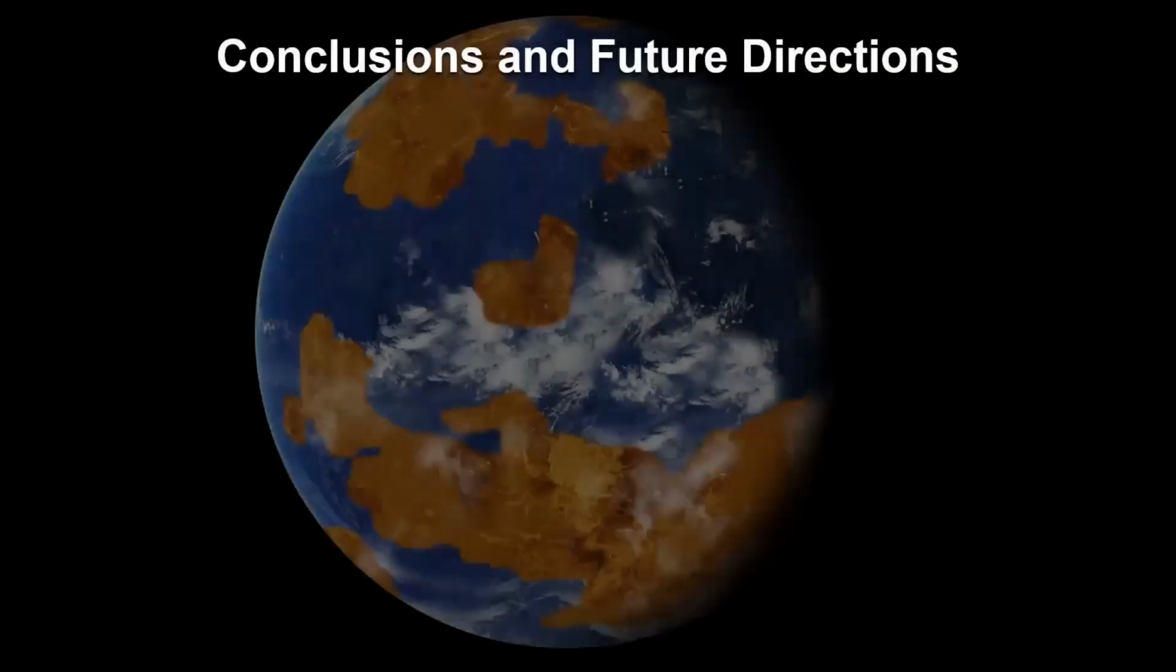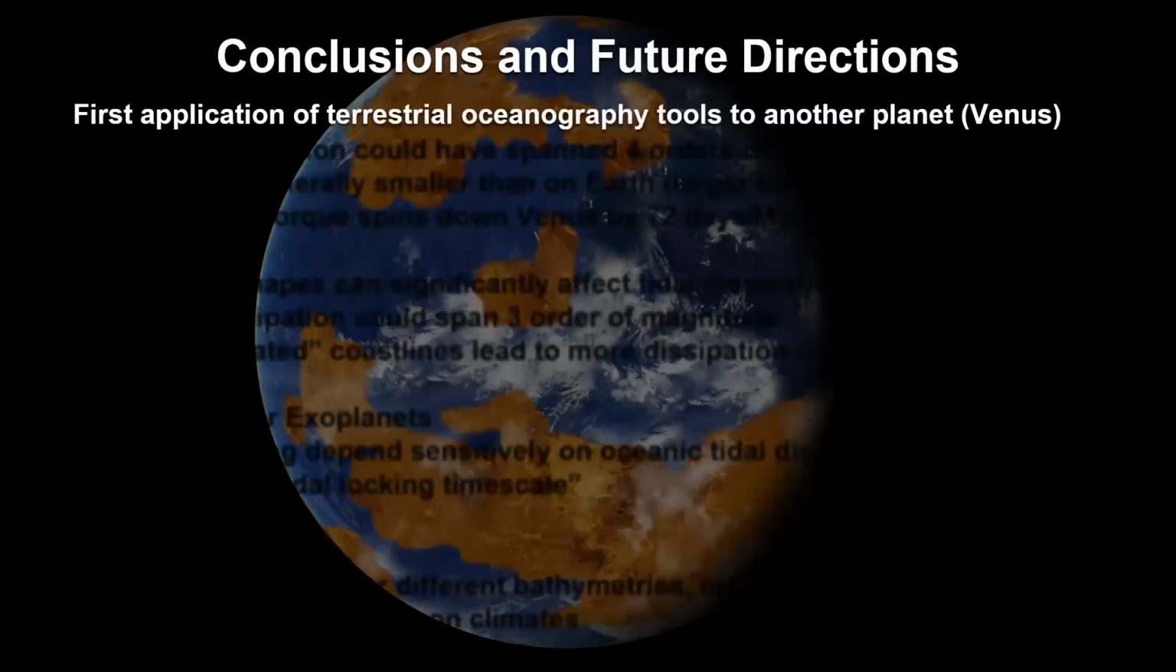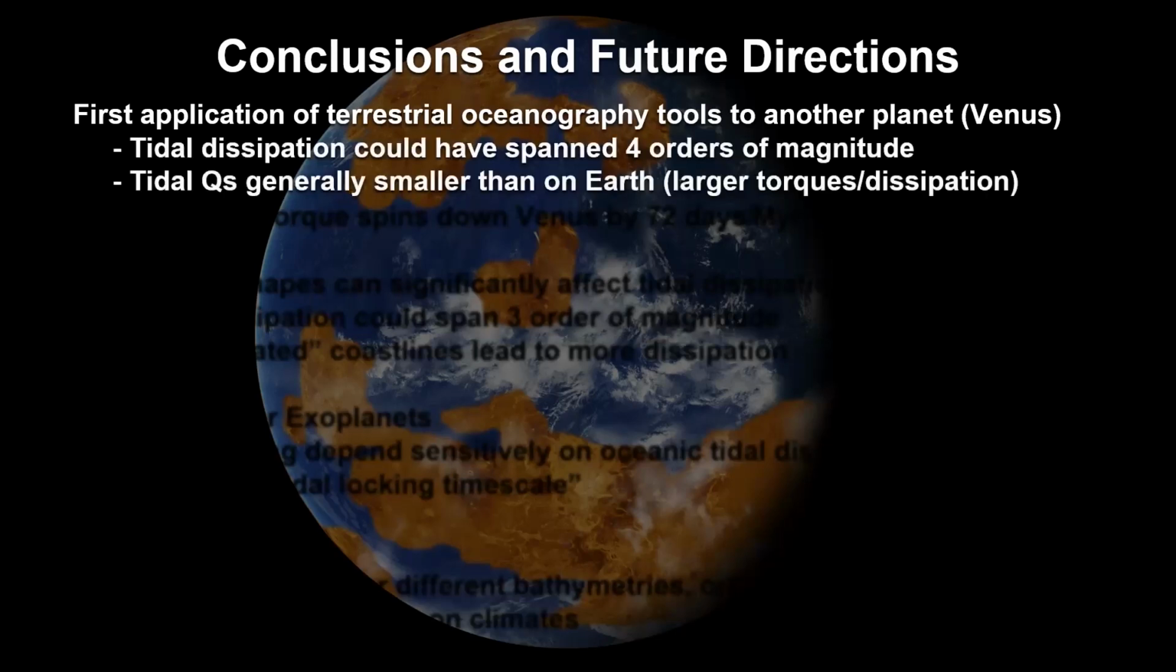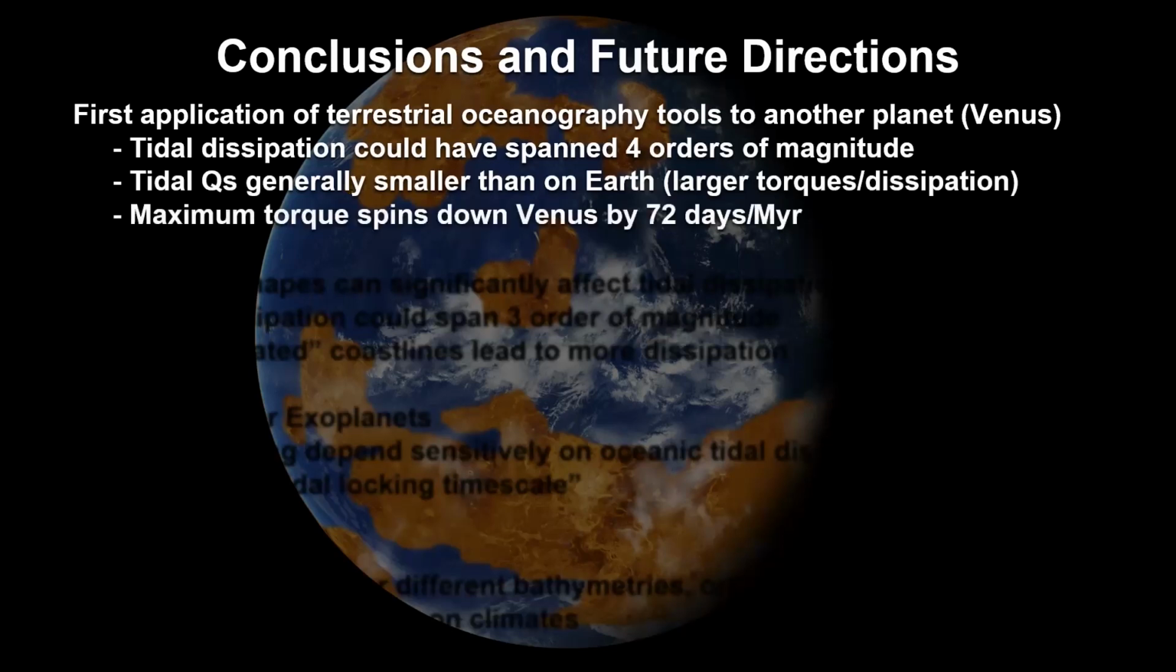I'm running out of time, so I want to just give you some conclusions. That says conclusions and future directions up there at the top. I believe that what we did here was the first application of a terrestrial oceanography tool to another planet, in this case Venus. We found that the tidal dissipation could span 4 orders of magnitude. The same with the tidal Qs could be a huge range, and the torques could also be very large.